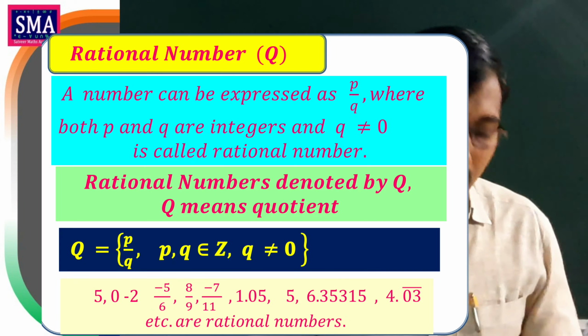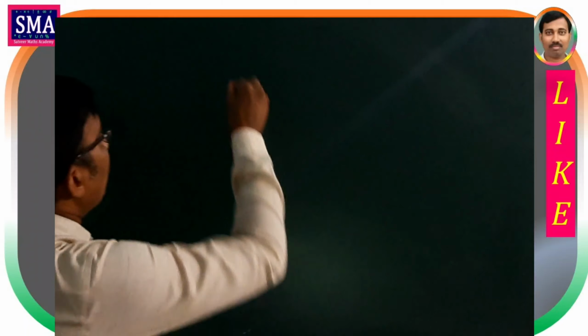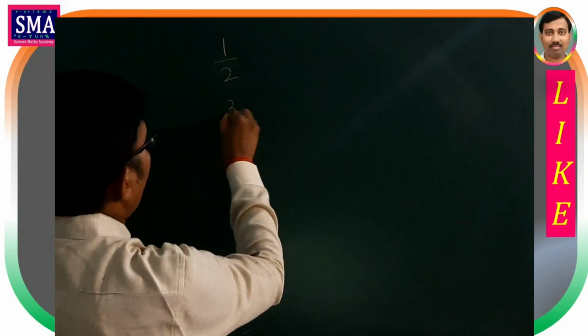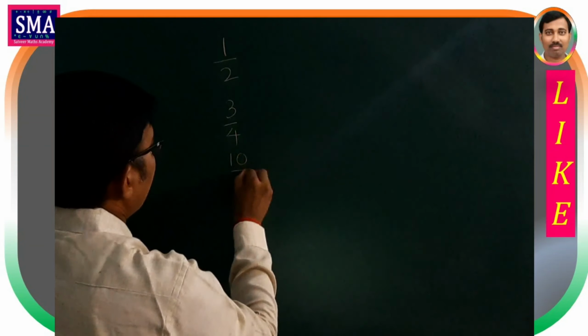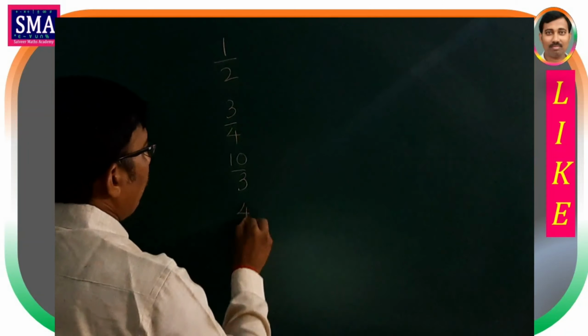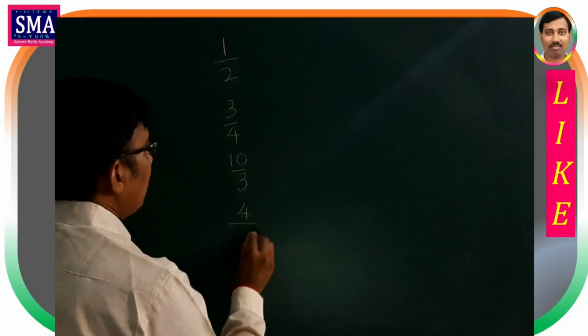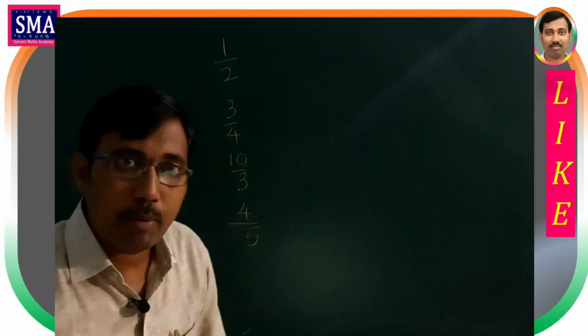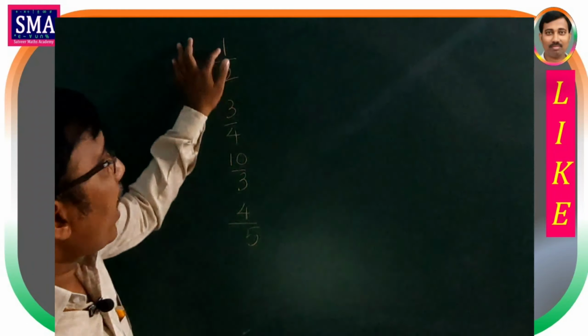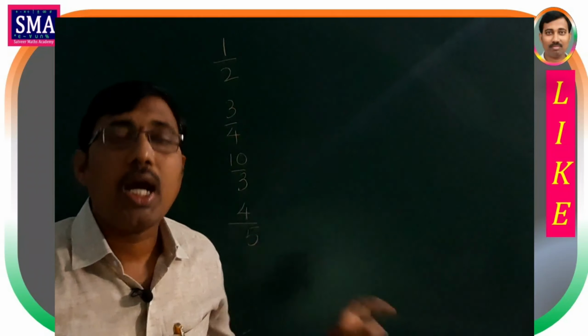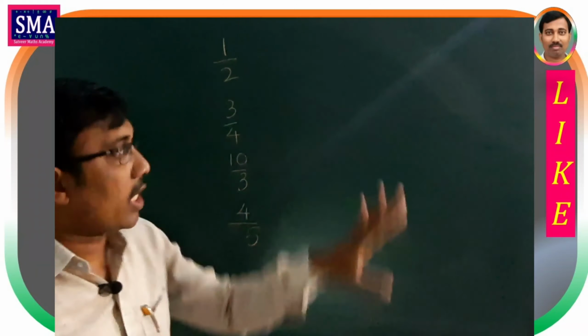Okay. Next one. Observe here p by q. For example, 1 by 2, 3 by 4, 10 by 3, 4 by 5. These are all rational numbers. So numerator and denominator both are integers and q is not equal to 0. This is the rational form.